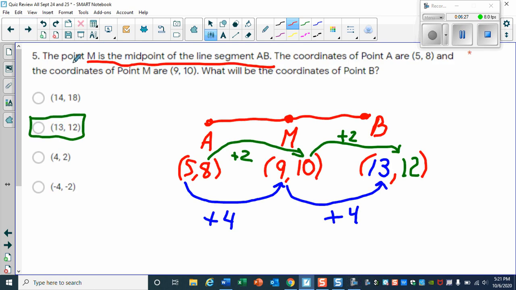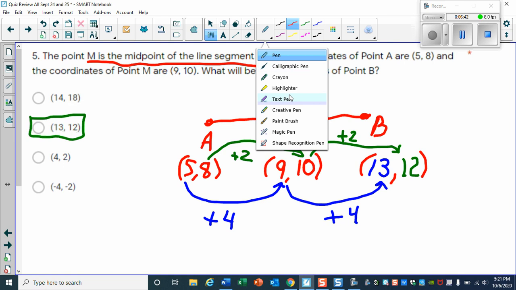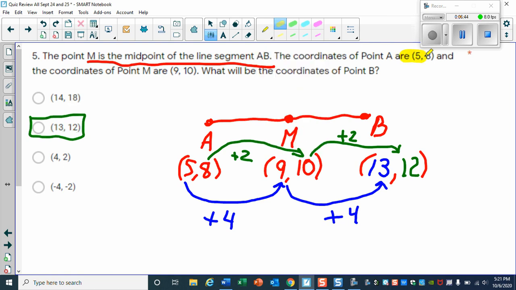Now for number 5, they tell us M is the midpoint between A and B. They gave us the coordinates of A, which were 5, 8. So that's where we get A is (5, 8). And they also gave us the point M, (9, 10). We need to figure out what is the value of B.